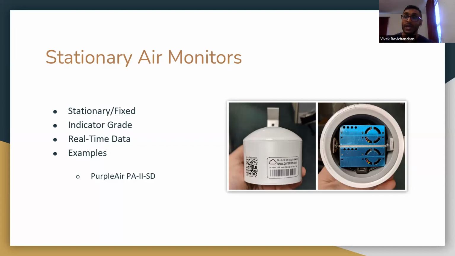They also upload data directly to the cloud, and this is called the crowd map. The PurpleAir uploads data to that crowd map, and then it shows your actual site as a little circle. We'll get into all of that very shortly.